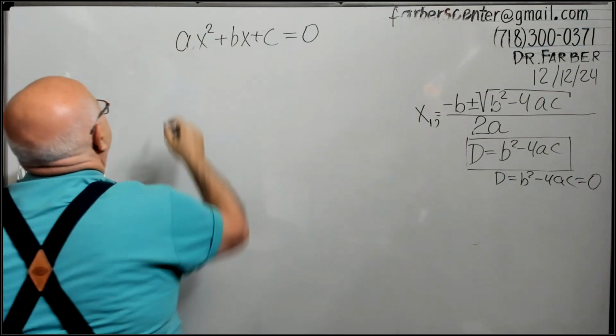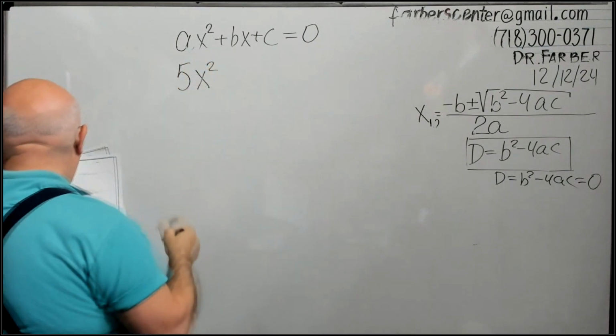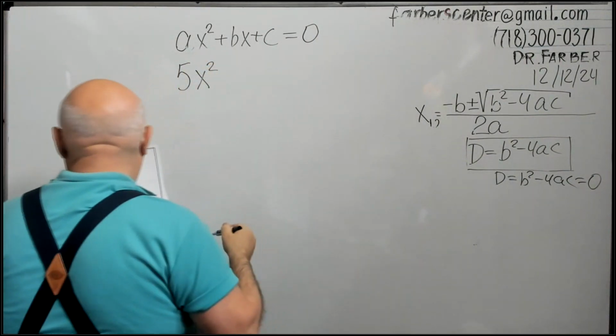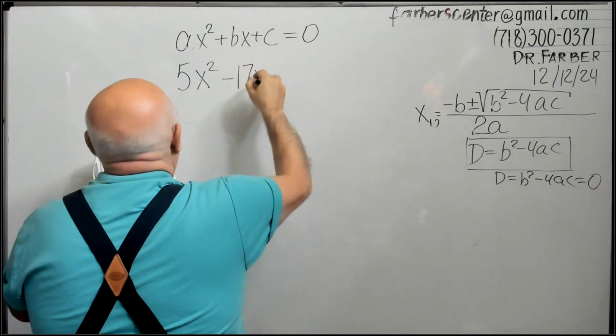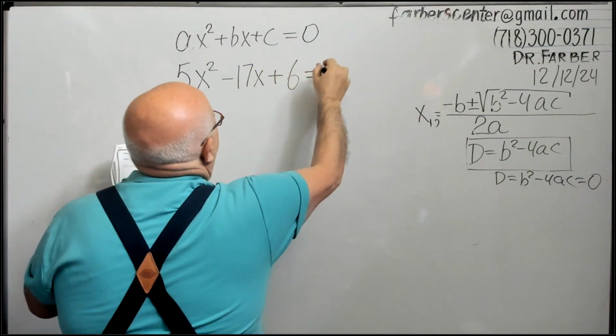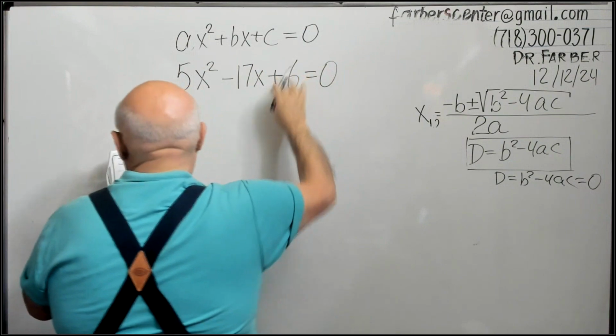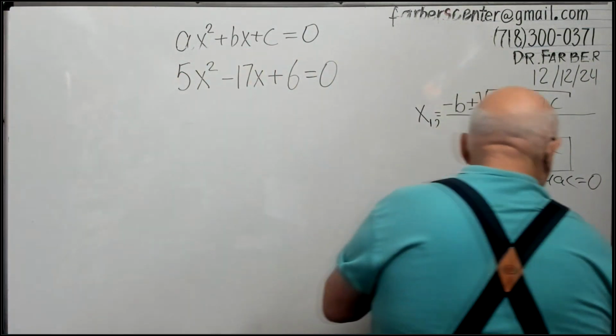So this is 5x squared minus 17x plus 6 equals 0. Okay.